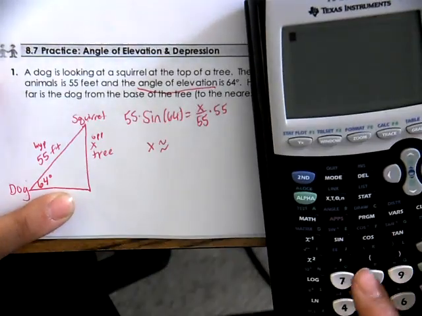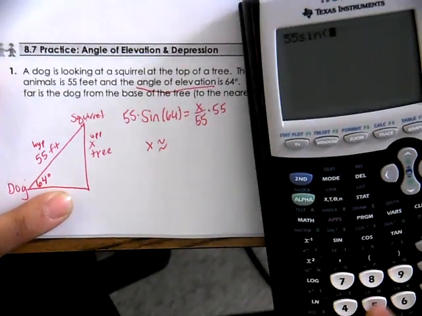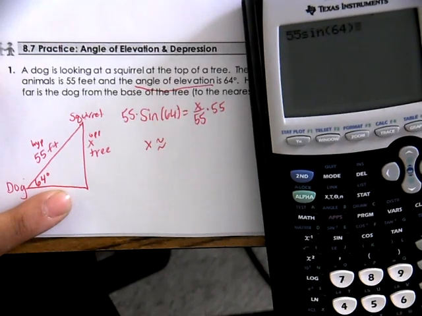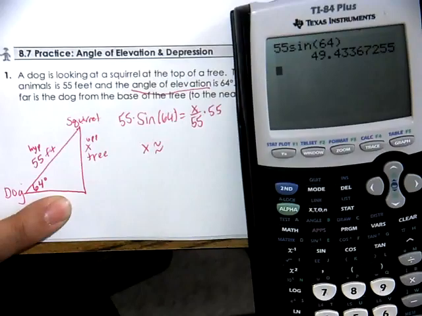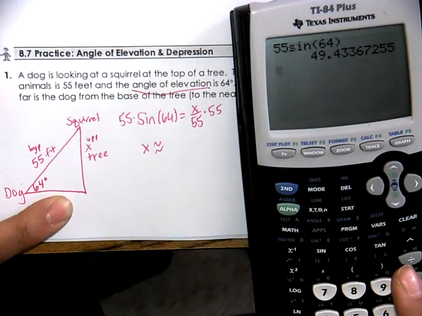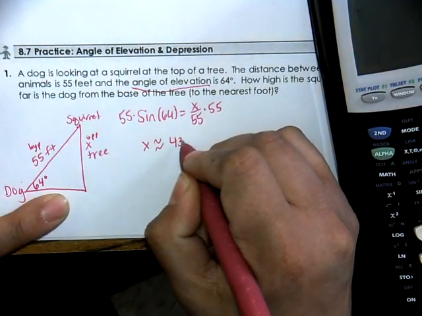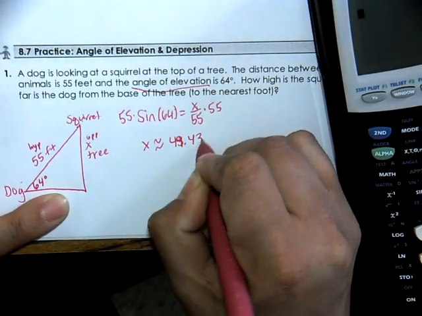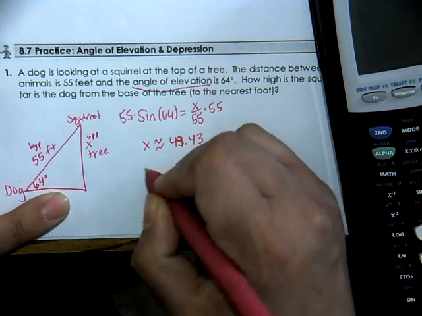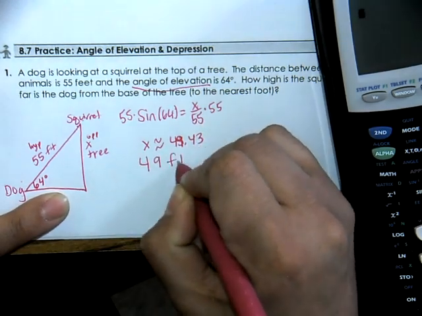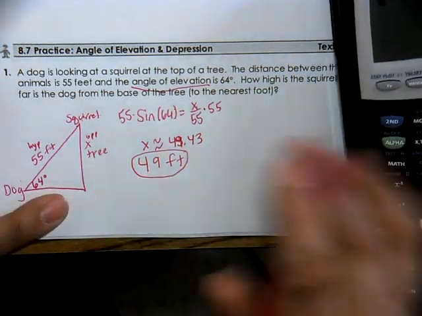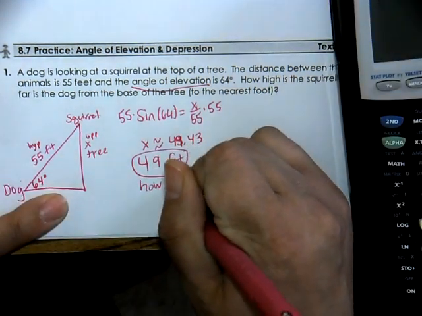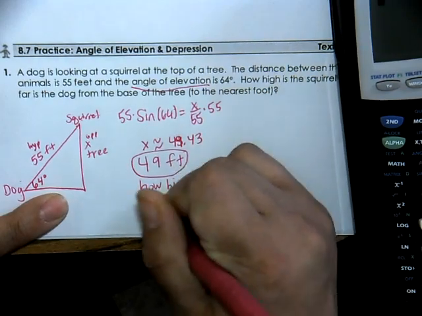Okay, so this would be 55 sine of 64. Again, make sure you're in degree mode, and you get 49.43. I'm just going to write this part of it, 49.43, and so that rounds to 49 feet if you round it to the nearest whole foot. Okay, so that's how high the squirrel is up on that tree.